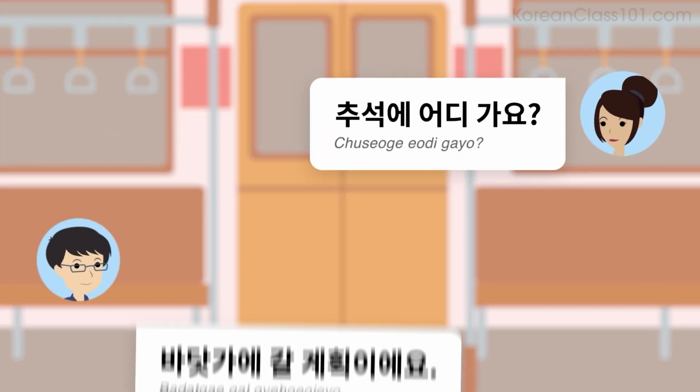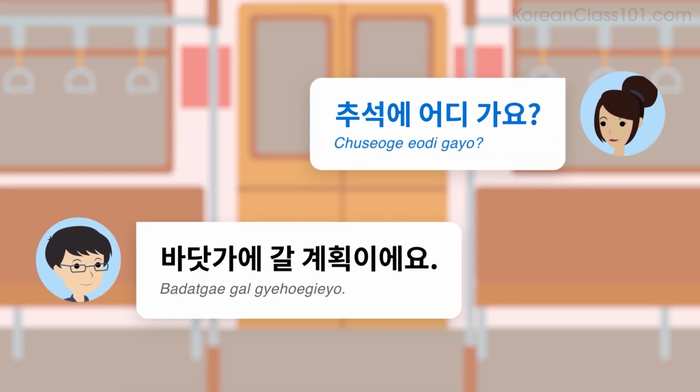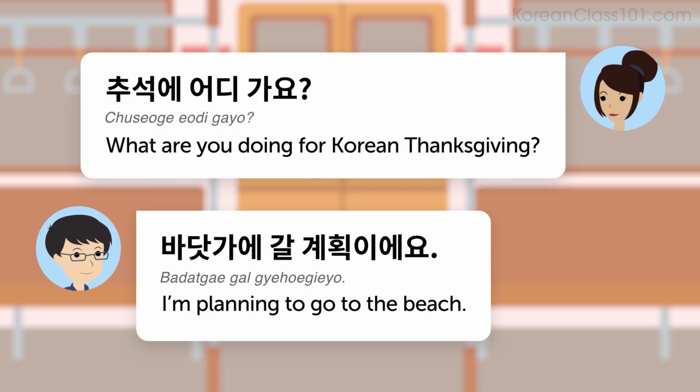Listen to the dialogue. 추석에 어디 가요? 바닷가에 갈 계획이에요. Once more with the English translation. 추석에 어디 가요? What are you doing for Korean Thanksgiving? 바닷가에 갈 계획이에요. I'm planning to go to the beach.